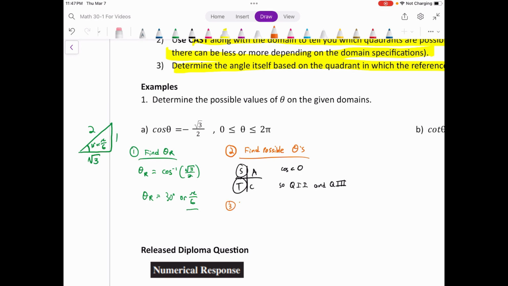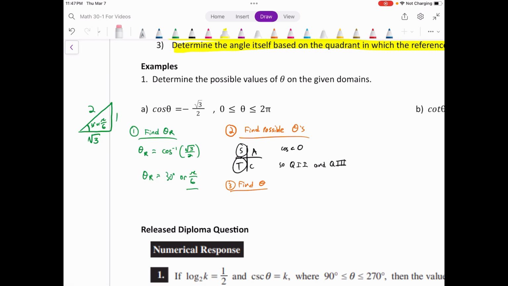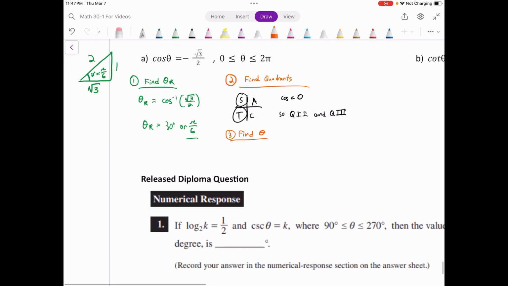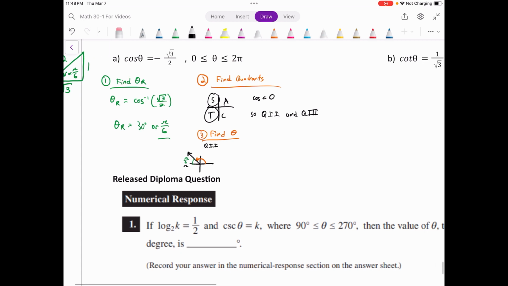So step 3, we'll actually find the angles. I guess you could have called this finding the possible thetas, but really it's more like finding the quadrants. What quadrants are we in? So we now know we're in quadrant 2 and quadrant 3. So in quadrant 2, a quick sketch is often helpful. We're looking for an angle with a reference angle of pi over 6 that's in quadrant 2. So this is pi over 6. This is pi, right?